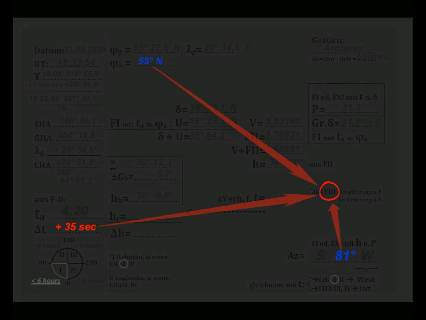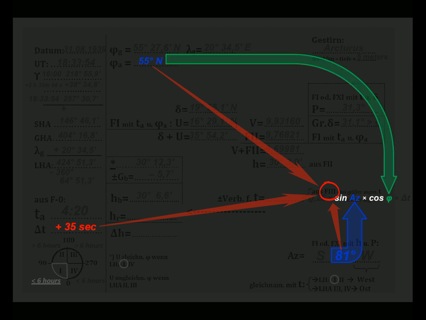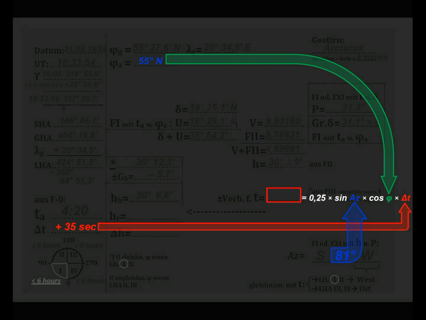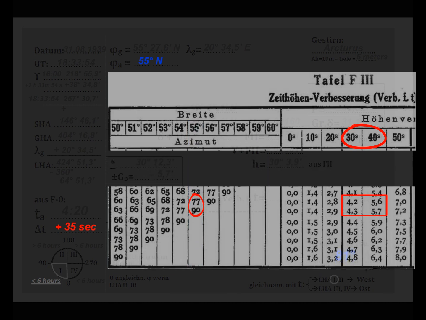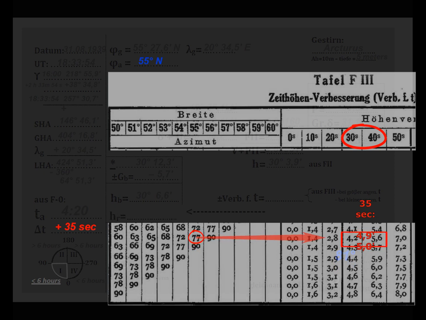Using the azimuth value, latitude, and the addition to the local hour angle in seconds of time, we use the table to extract the correction to the calculated altitude in minutes of arc. The table contains a 0.25 factor for converting seconds of delta t to minutes of arc. Interpolation must be performed to obtain an accurate value. The correction sign corresponds to the delta t sign.